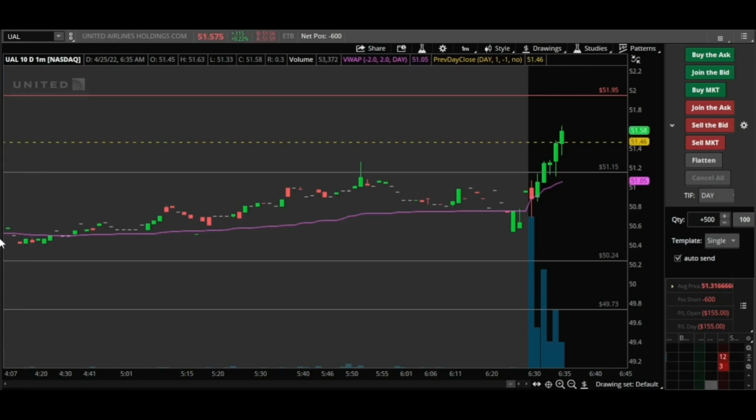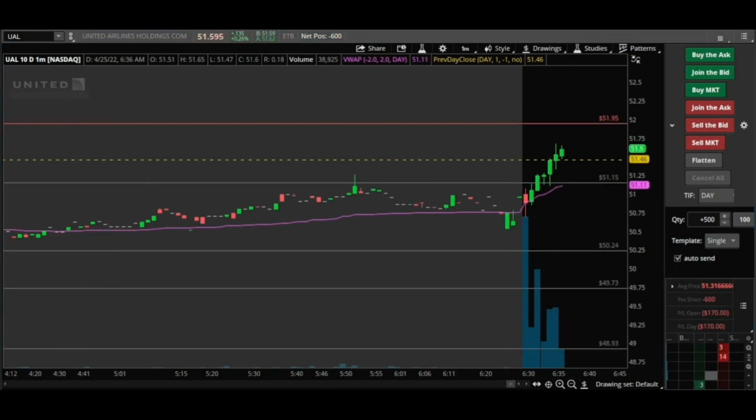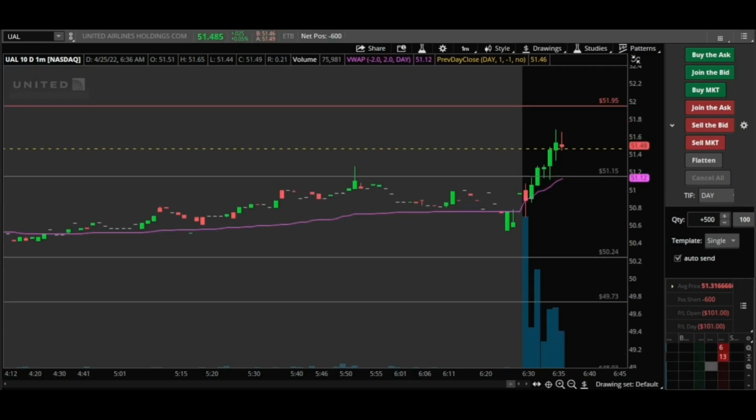As you can see, I'm red on the trade. My risk is all the way up to $51.95. That means if it gets there, I'm going to be out of the trade, and I'll take my loss on 600 shares. It's roughly about 60 cents. So I'm willing to risk just under $400 on this trade.